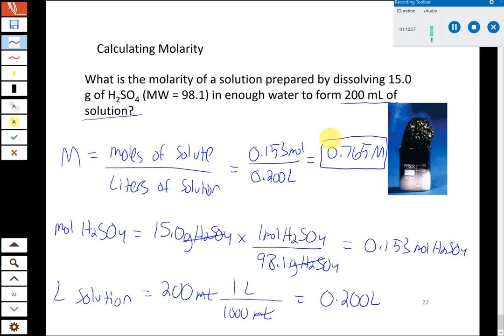Next time we're going to see some examples of how we use molarity as a conversion factor involving volumes of solution and moles, and then work our way into different types of chemical reactions that happen in aqueous solution, which is the major focus of this chapter.